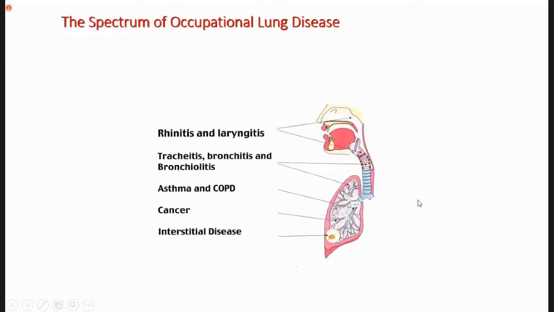This is the spectrum of occupational lung disease and how it affects the respiratory tract. First, when a person inhales, it causes rhinitis and laryngitis, and then it can reach the trachea, causing bronchitis and bronchiolitis, then it reaches the small bronchioles, causing asthma and chronic obstructive pulmonary disease. When a person has prolonged exposure in a work-related environment, it can lead to cancer, interstitial diseases, and autoimmune diseases.